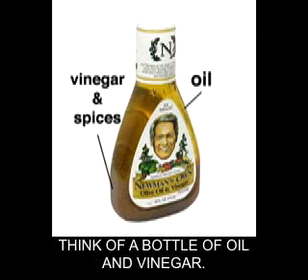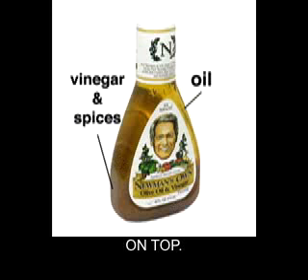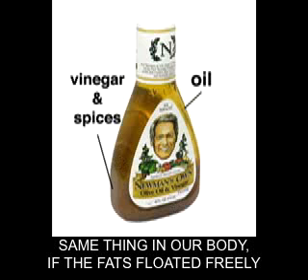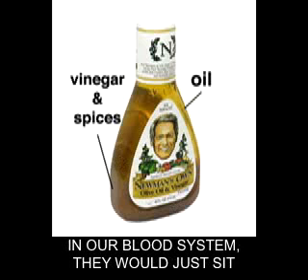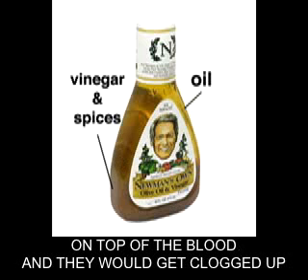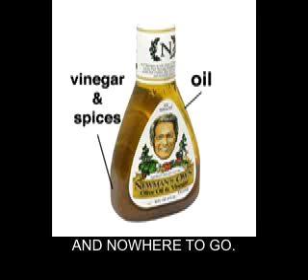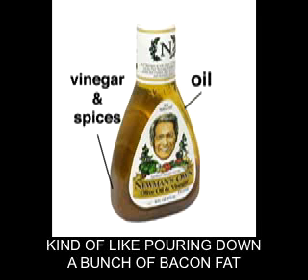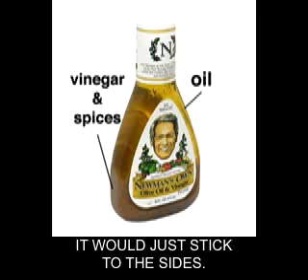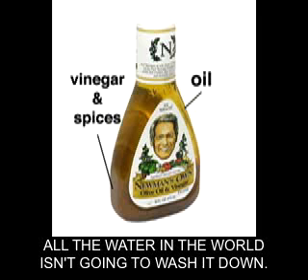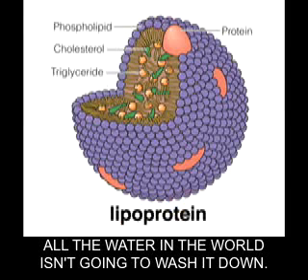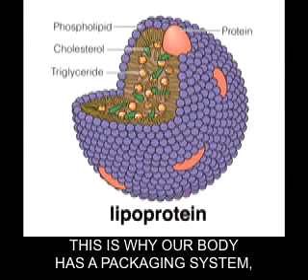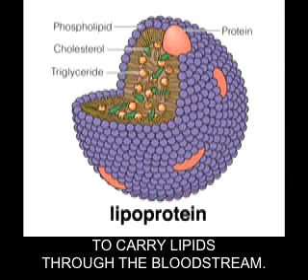Think of a bottle of oil and vinegar. Where does the oil sit? On top. Same thing in our body. If the fats floated freely in our blood system, they would just sit on top of the blood and they would get clogged up and have nowhere to go. Kind of like pouring a bunch of bacon fat down your drain. It would just stick to the sides. All the water in the world isn't going to wash it down. This is why our body has a packaging system, to carry lipids through the bloodstream.